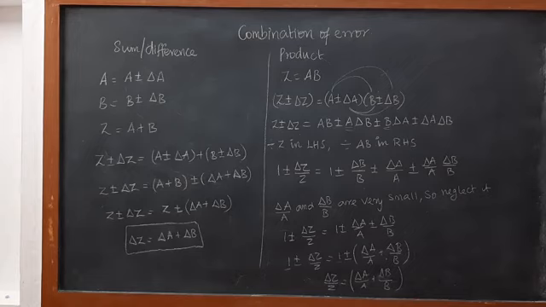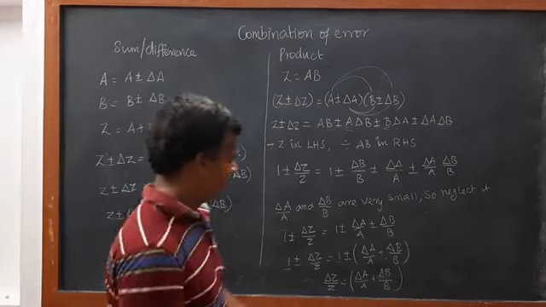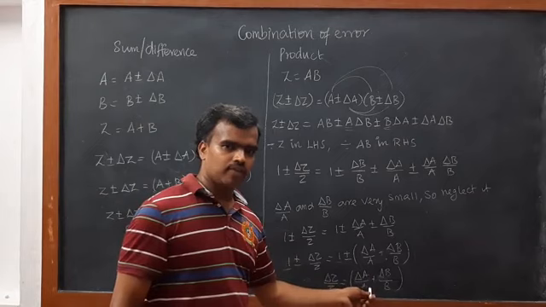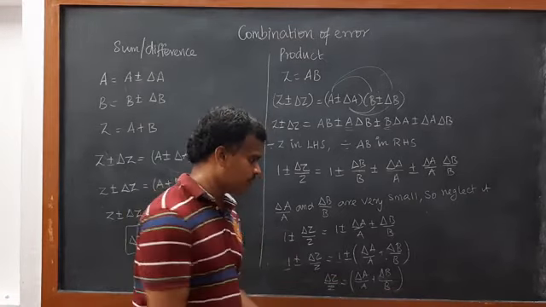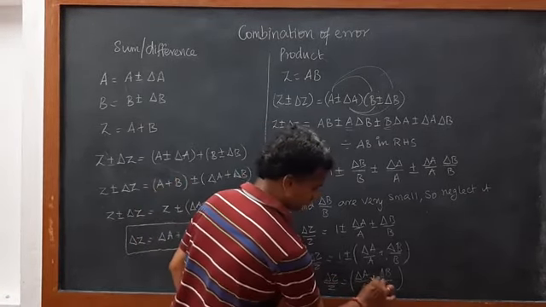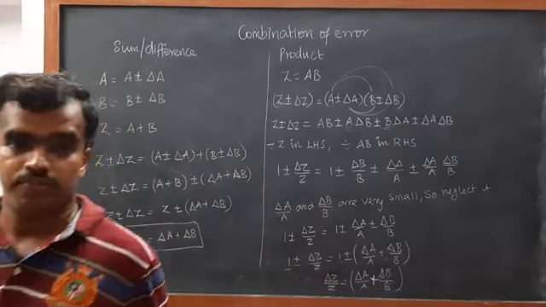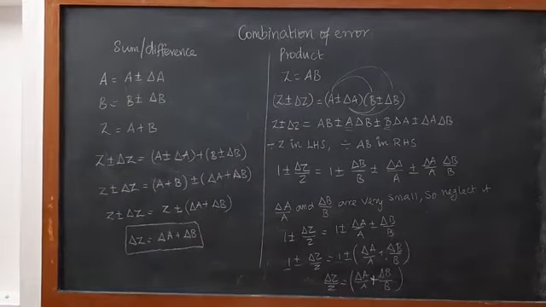So how can we define it? When two quantities are multiplied or divided, the relative error in the result is the sum of the relative errors in the multiplier. Again I am telling, when two quantities are multiplied or divided, the relative error in the result is the sum of the relative errors in the multiplier. So we are adding the relative errors of two different quantities, sum of, plus sign, right? That is called the product rule, right?